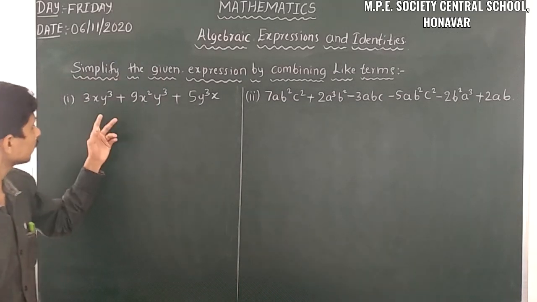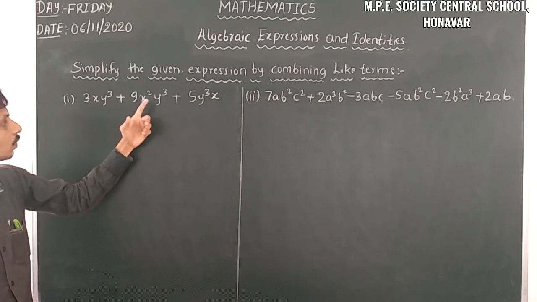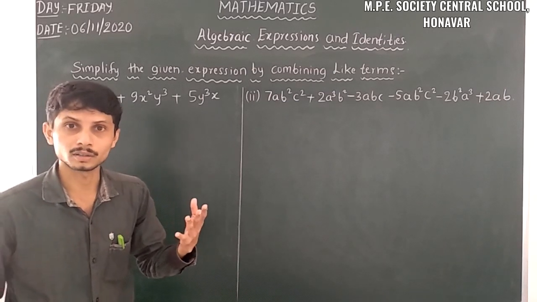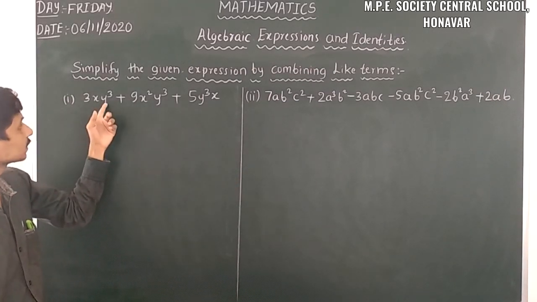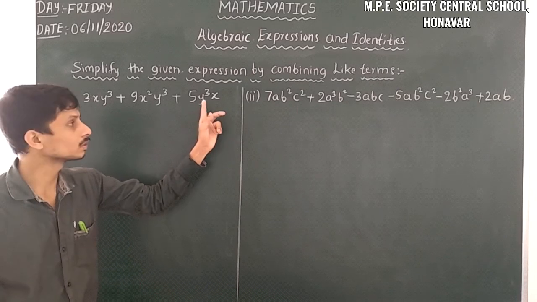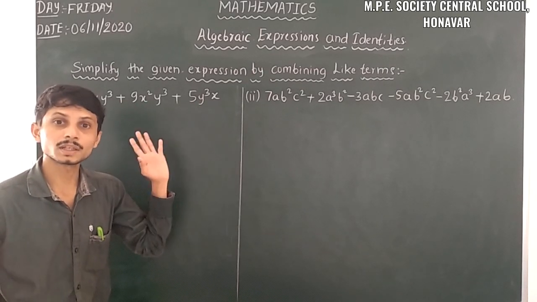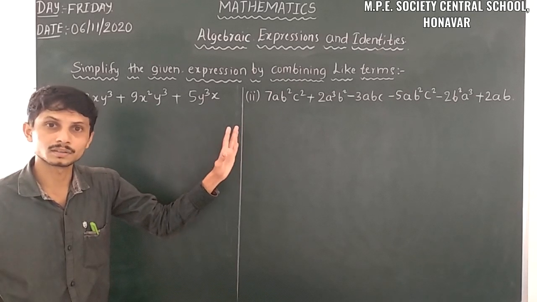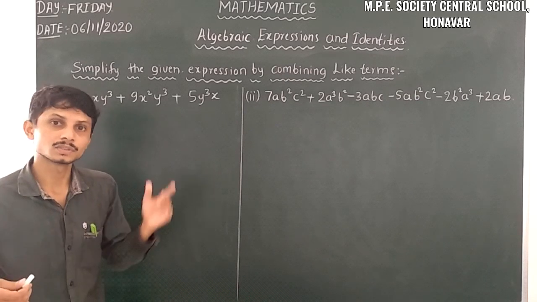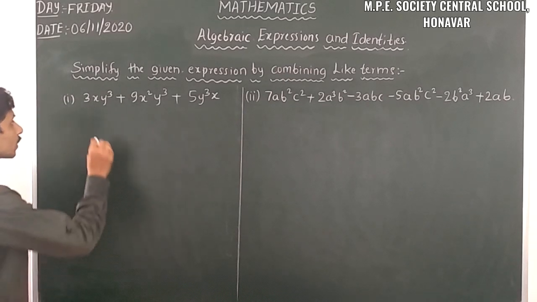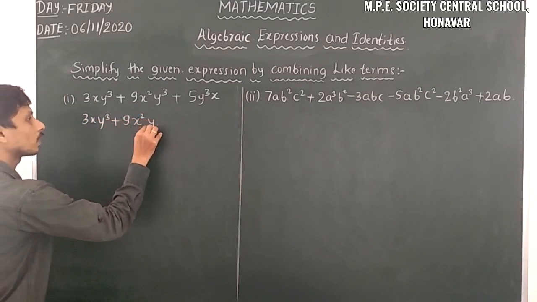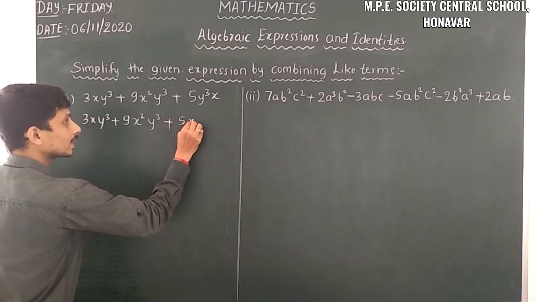Firstly we have to take 3xy cube plus 9x square y cube plus 5y cube x. But better here we have to take the order. Just observe, here first it is x, next y. Here first it is x, next y. Then here y is first, and after that x. So firstly we have to take it in order: all the variables must start with x and then y. So let us change that one. The first step is like this: 3xy cube plus 9x square y cube plus 5xy cube.